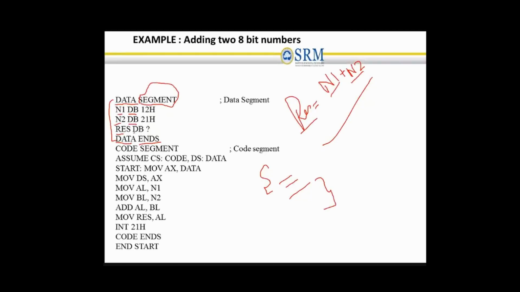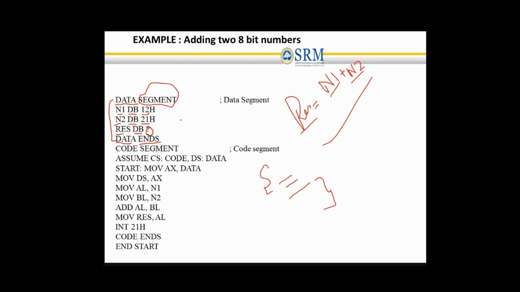And again, result is going to be also 8-bit. And here I am assigning N1 equal to 12. And here N2 is going to be 21. And then for result, I don't know the value.